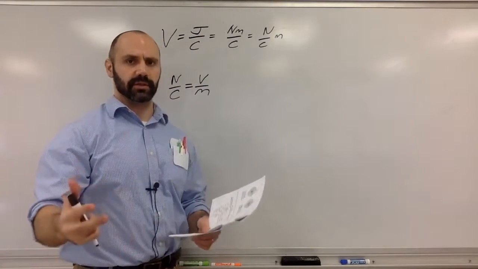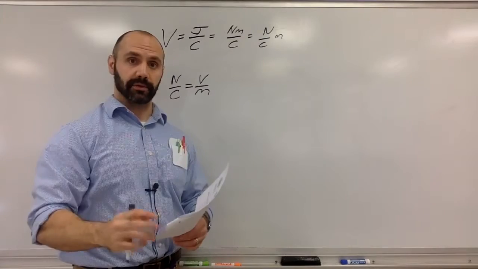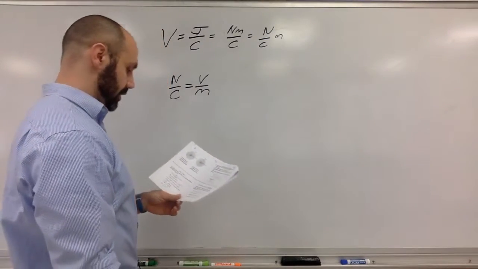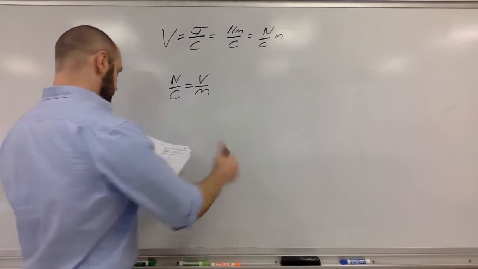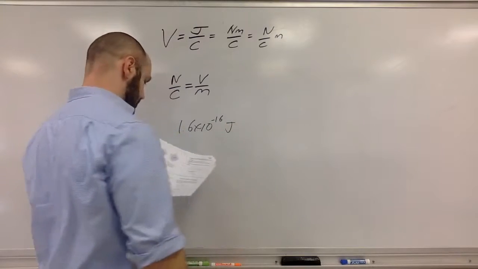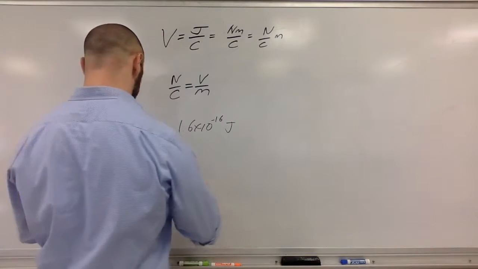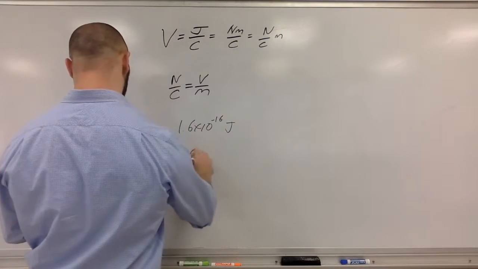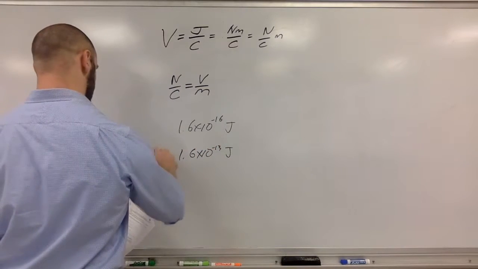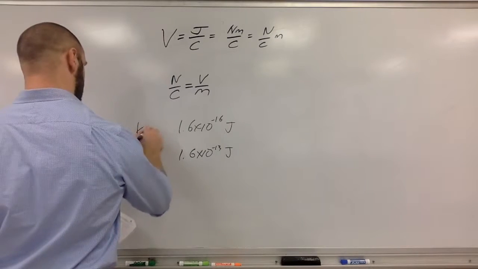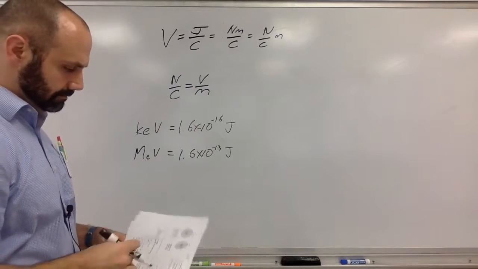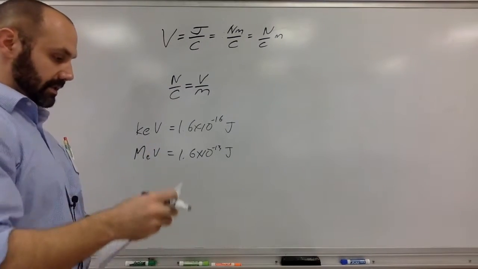So electron volt, you'll see that a lot when we're dealing with small scale things. We'll talk about electron volts. It's a unit of energy. And so then 1 kilo electron volt is 1.6 times 10 to the negative 16th joules. And then a mega electron volt is 1.6 times 10 to the negative 13th joules. So, example 1. Let's take a look.